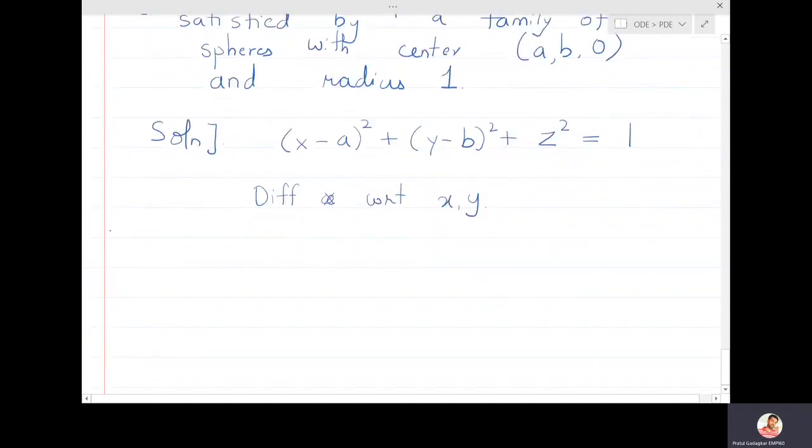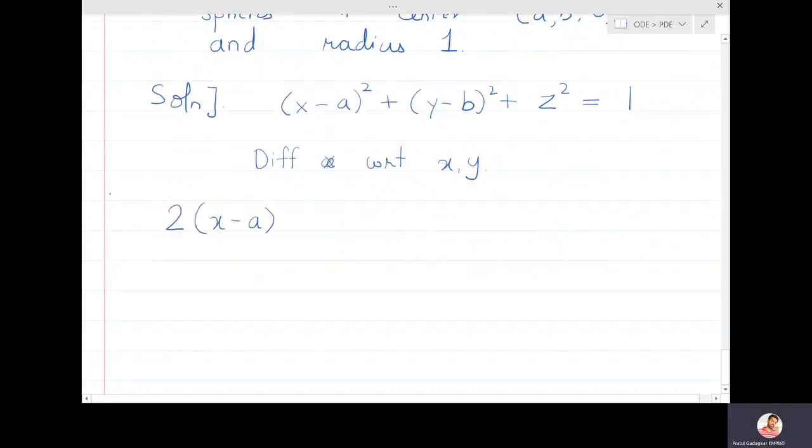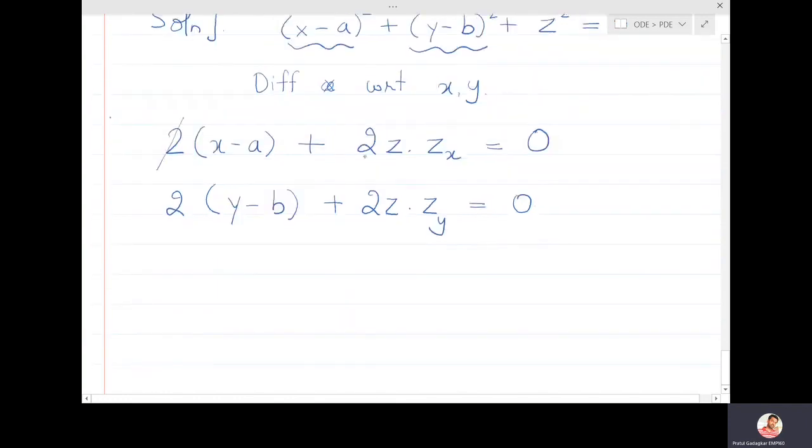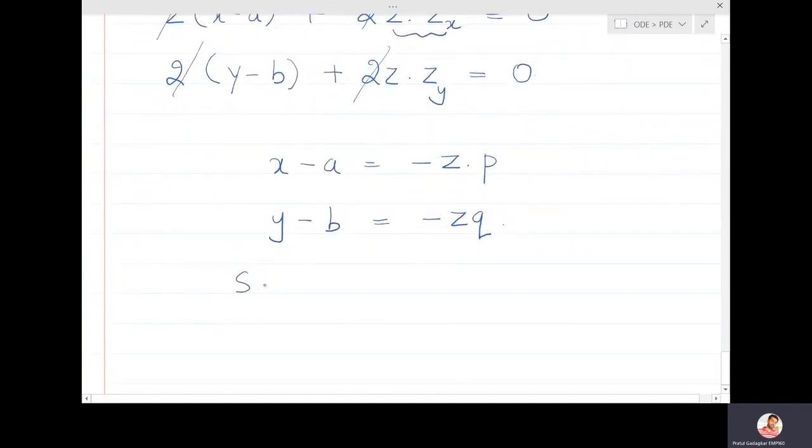So what will happen to this part? It will become 2 into x minus a, plus this partial derivative with respect to x will become 0, 2z into zx is equal to how much? 0. Similarly, when I differentiate the equation with respect to y, this will become 0, and therefore I will get 2 into y minus b plus 2z zy is equal to how much? 0. So I'm going to cancel all the 2s, and therefore I'm finally getting that x minus a from this equation is minus z into p, because this is z into p. And similarly, what will I get? y minus b is equal to how much? Minus z into q.